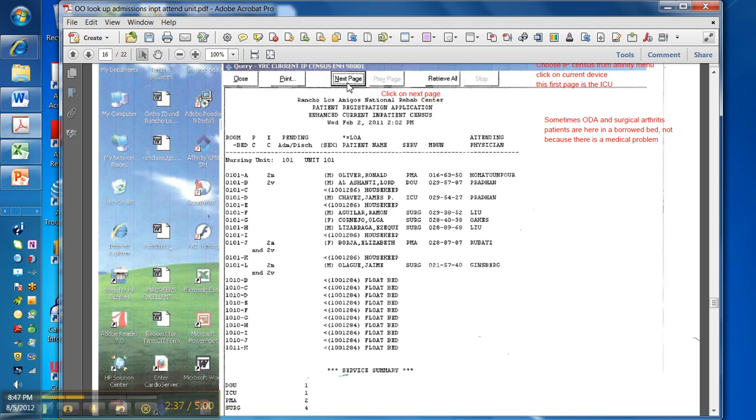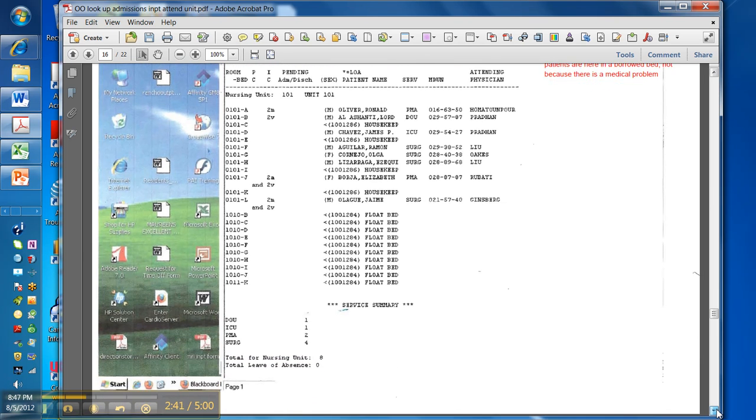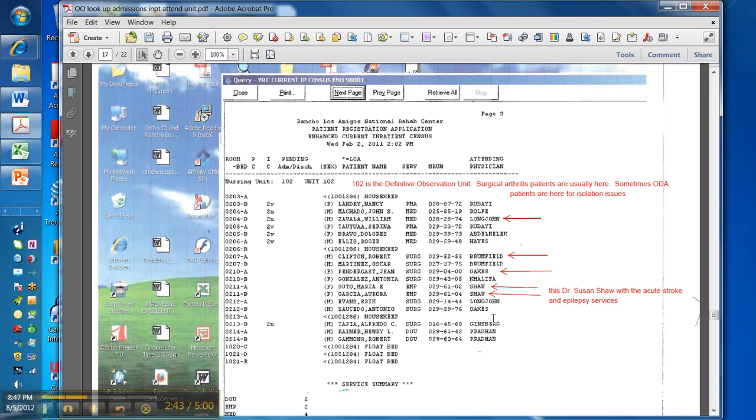Click on Next Page, and that'll take you to page 2, which is the 102, which is the definitive observation unit. Here you can see this is where Dr. Longjohn's patients, Dr. Oakes's patients go. This Dr. Shaw here is Dr. Susan Shaw, who is on the epilepsy service.